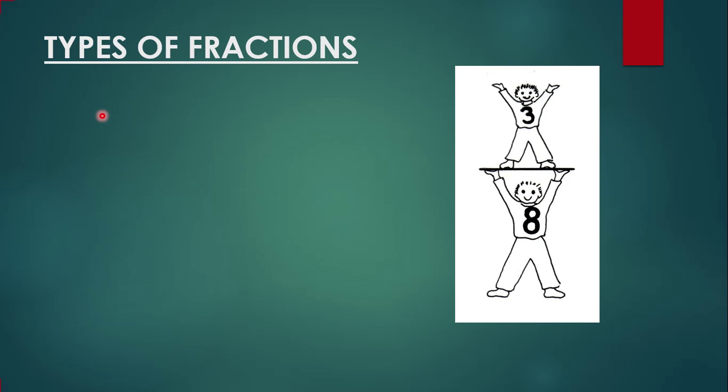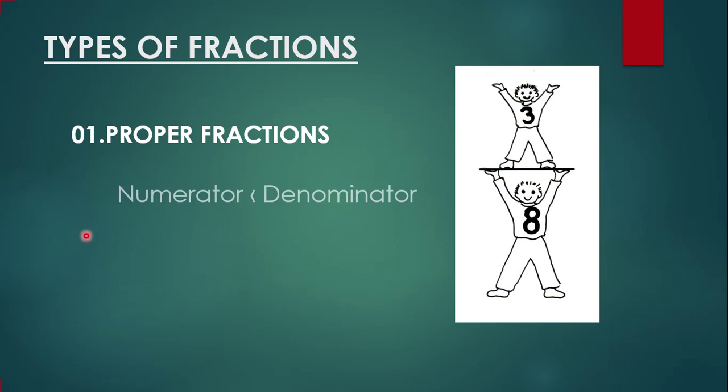Now let's move into the topic, types of fractions. When it comes to the types of fractions, the very first one is the proper fractions. Under the proper fractions, the special condition is that the numerator is less than the denominator. Here, the numerator is smaller than the denominator. For example, 2/5. Here, the numerator is 2, the denominator is 5. 2 is less than 5. It means that the numerator is less than the denominator. So, this is a proper fraction.